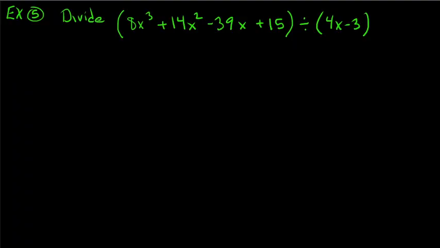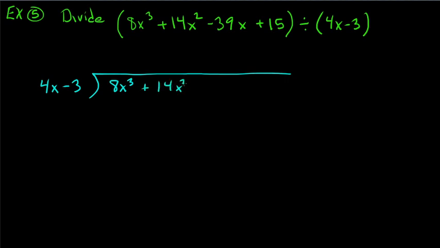All right. Divide 8x cubed plus 14x squared minus 39x plus 15 by 4x minus 3. Okay, so remember how you have to set this up. It's a long division problem. The 4x minus 3 is the divisor. It goes on the outside. On the inside, we have 8x cubed plus 14x squared minus 39x plus 15. Right, no zeros here, no missing terms.